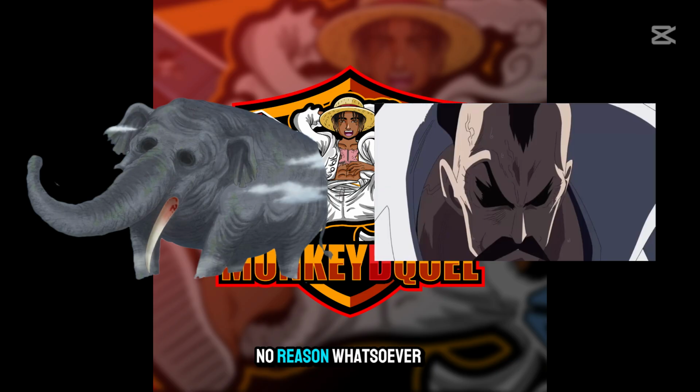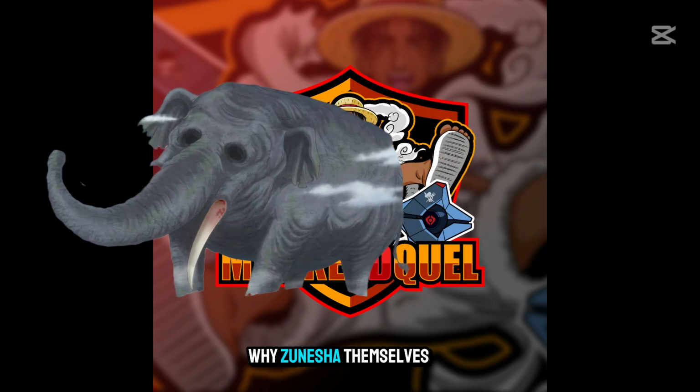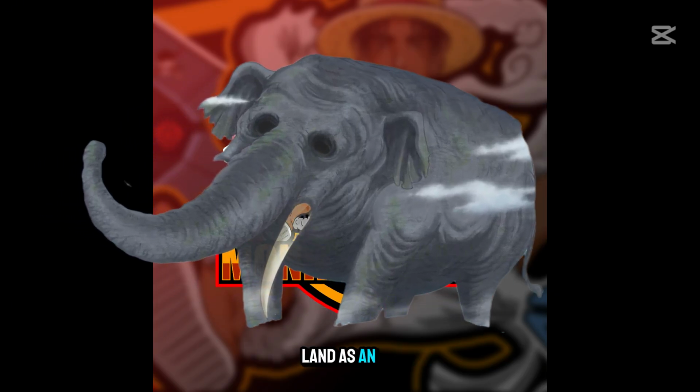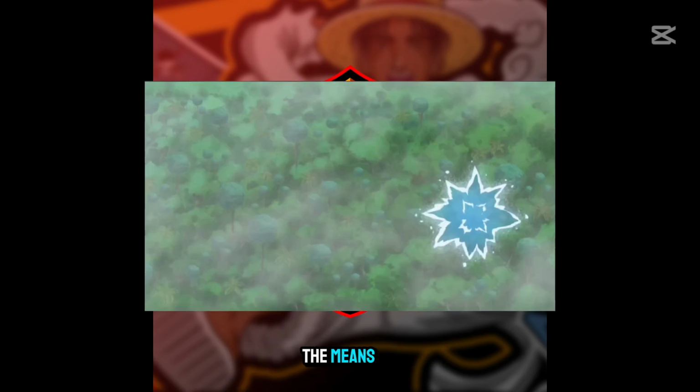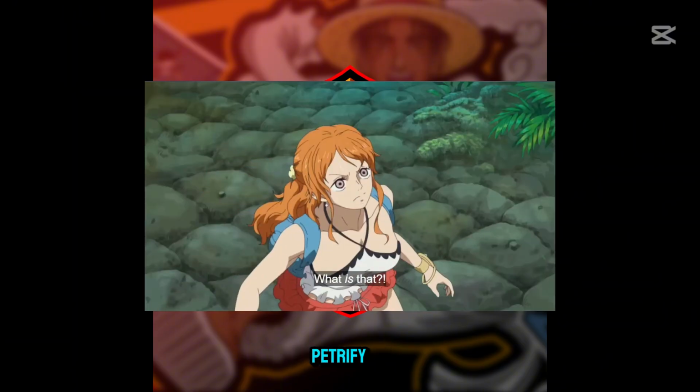It makes absolutely no sense why Zunisha themselves can't go on land as an elephant, even if they were roaming the waters, even if they were walking on different lands. Some lands in the One Piece world are massive. Zunisha could at least take a few steps on these continents, but Zunisha cannot go on land for some reason, and I believe we just figured out why. Zunisha is cursed to be forever petrified, and if they do not stay submerged in water, the effects of that devil fruit are going to take place. This is also going to explain why Zunisha is constantly watering himself. Yes, it helps the minks, but they have to do that so they don't petrify.